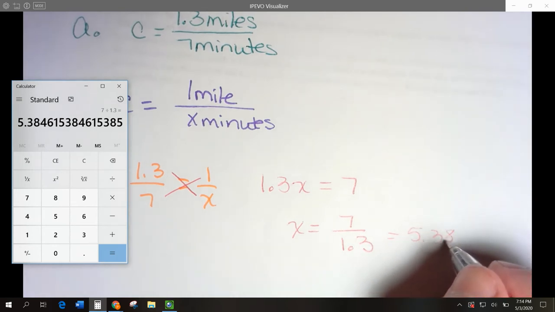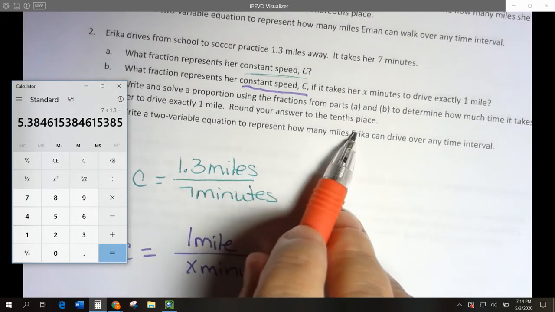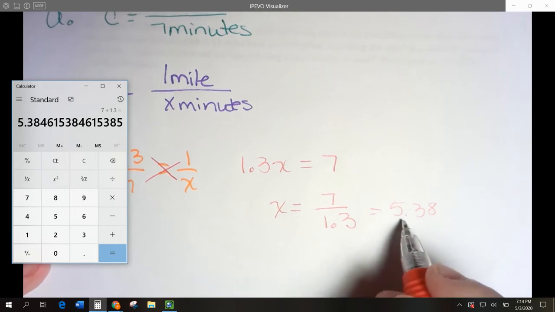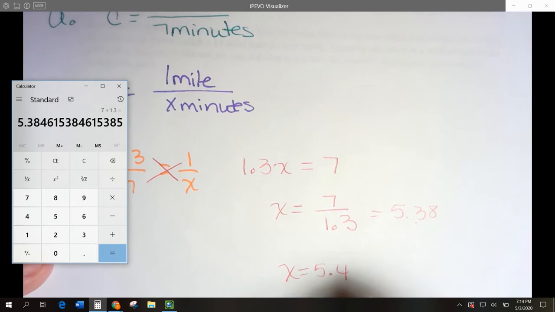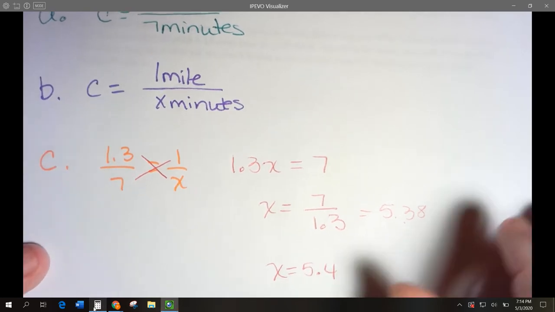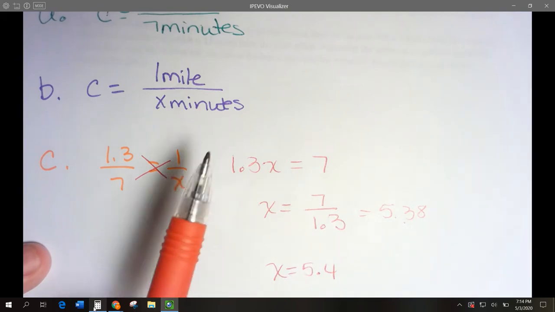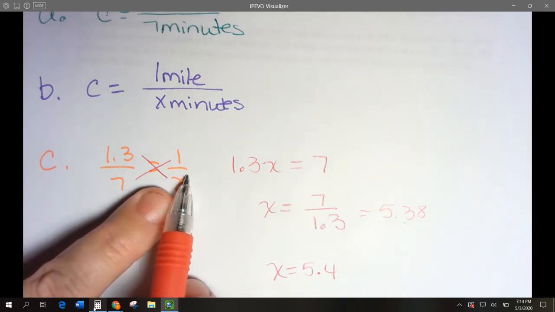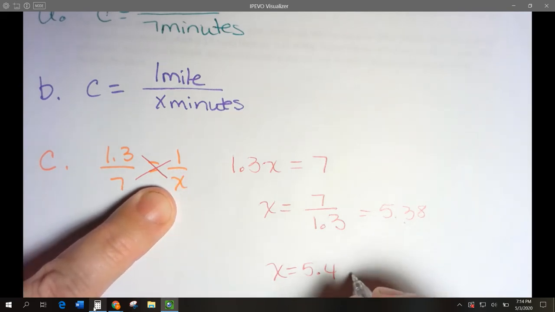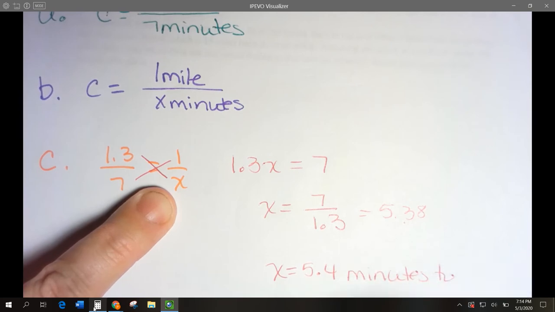5.38438. Well, you know what? They want us to round this to the nearest tenth. So it would be 5.4. So x equals 5.4, meaning that to go 1 mile, it would take her 5.4 minutes.